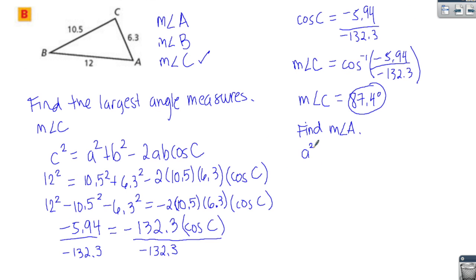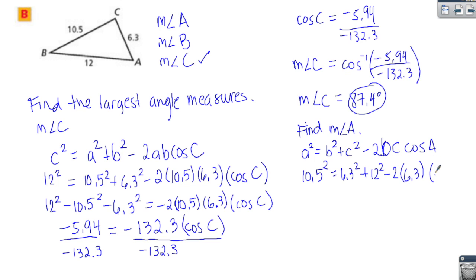To find the measure of angle A, we use b squared plus c squared, and take away the product of b, c, and cosine A. Now let's enter the information that we have, where A is, not 6.3, but instead A is actually 10.5. So 10.5 squared is equal to 6.3 squared plus 12 squared minus, and then we're plugging everything in that we have right now, so 12, and then of course cosine A, since we are trying to identify the measure of angle A.